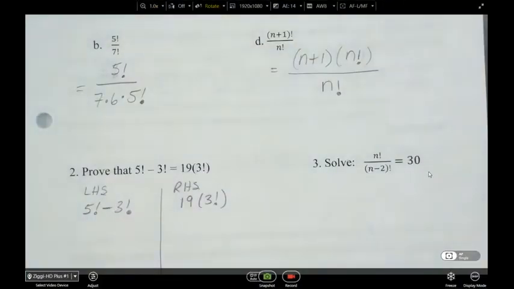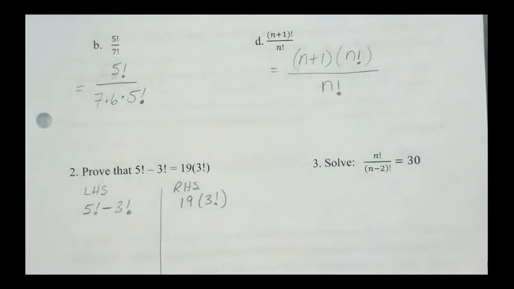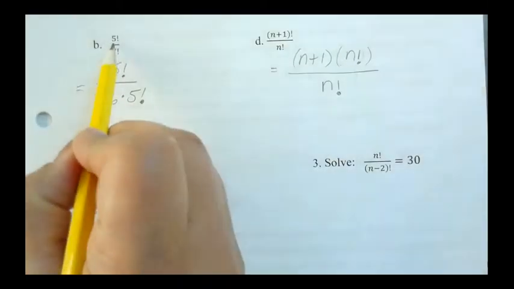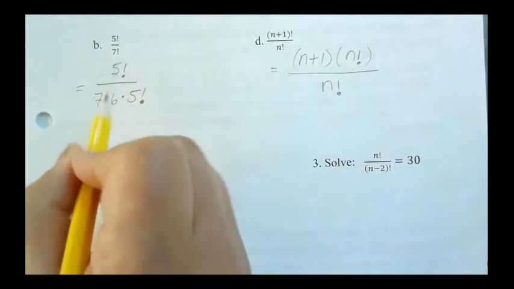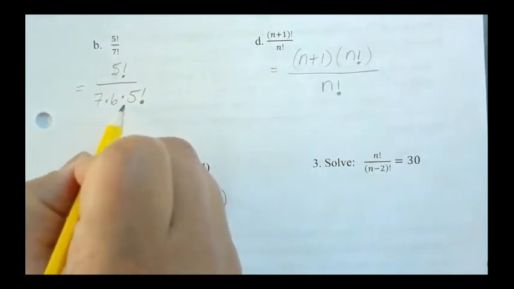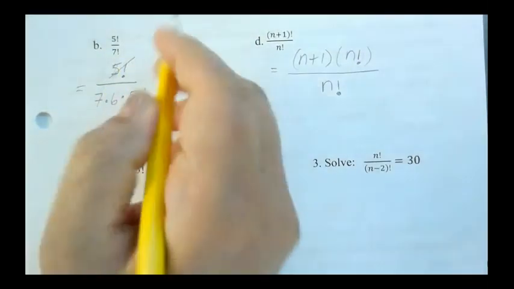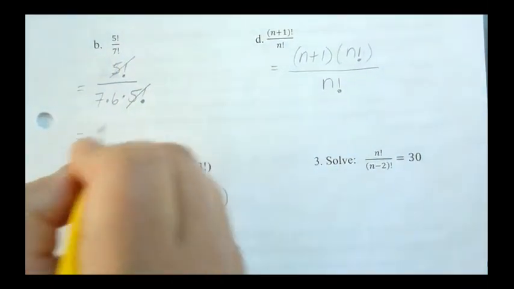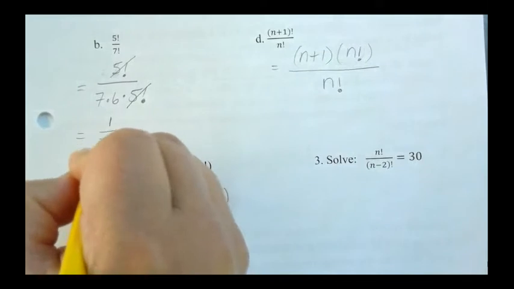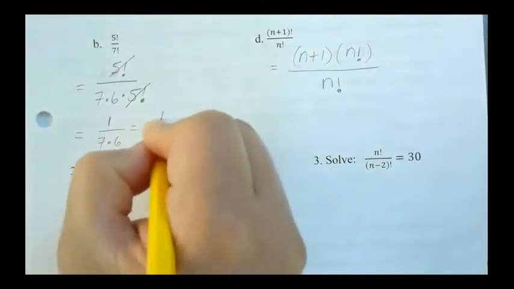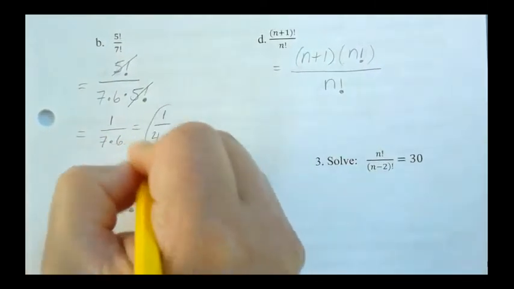Okay, so we're back. Let's look at B. So B, you've got 5 factorial over 7 factorial. You can expand this 7 factorial so that it's 7 times 6 times 5 factorial. And then these 5 factorials reduce, and you end up with 1 over 7 times 6, which is 1 over 42.